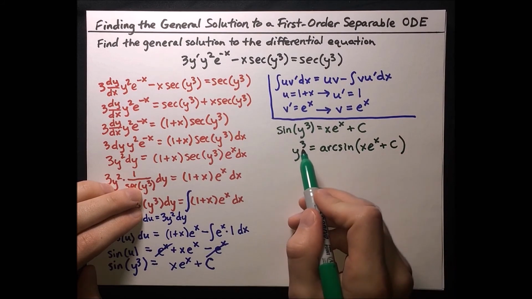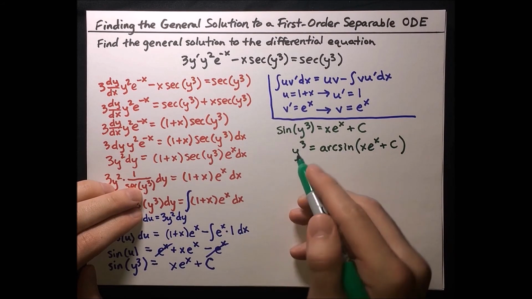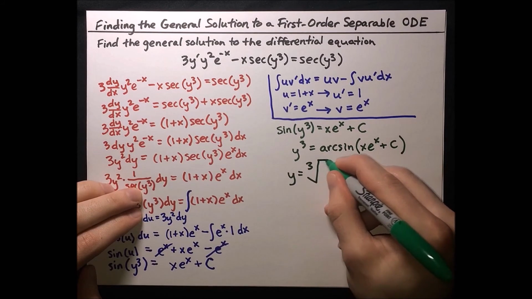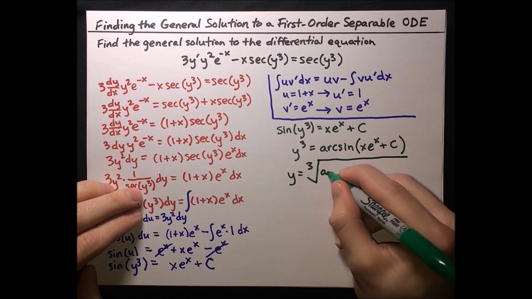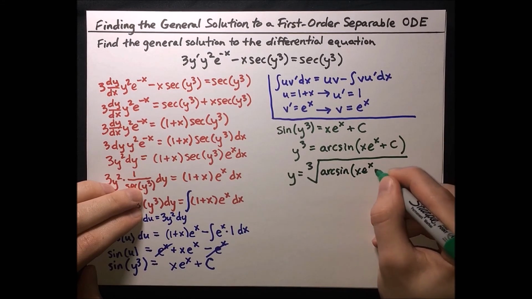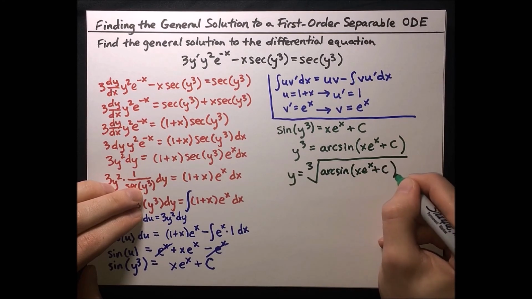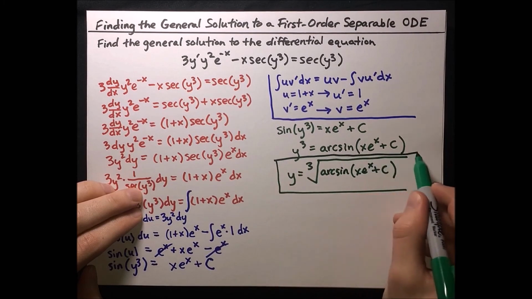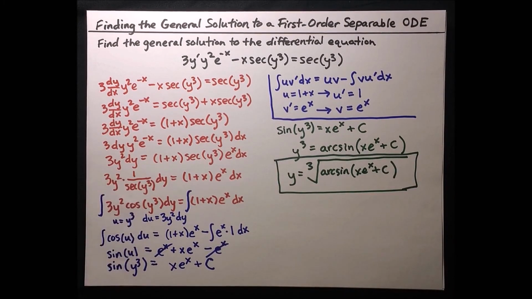And then how do we get rid of the cubed? Well, we just take the cube root. So y equals the cube root of that expression, arc sine of x e to the x plus c. And there we go. That's our final answer. That's our final result. Now, in closing, there are also two things that I want to mention.